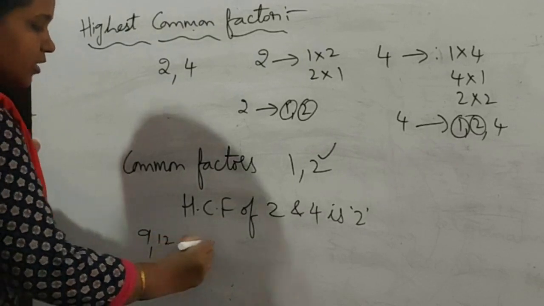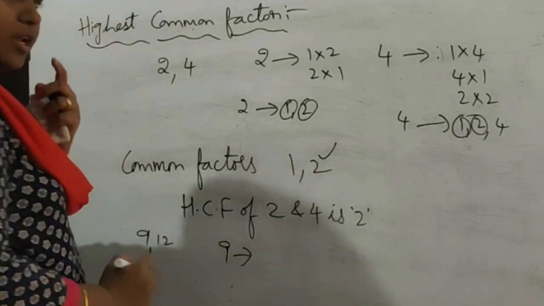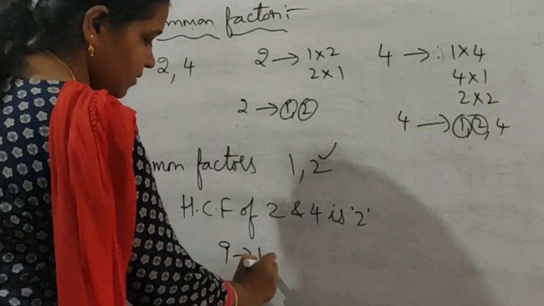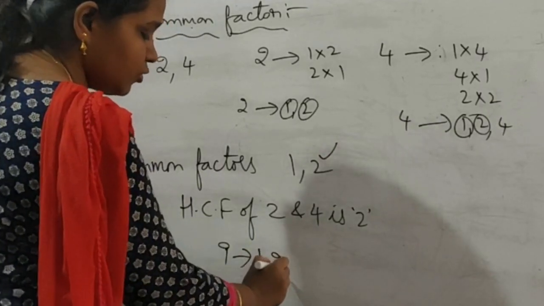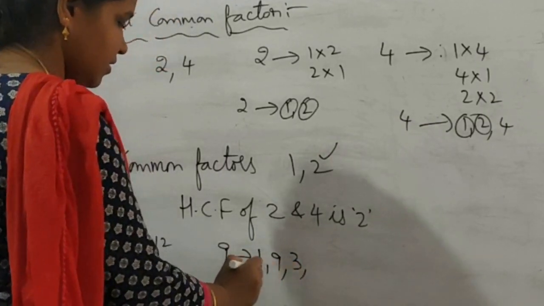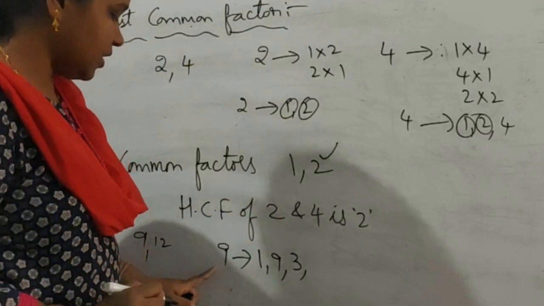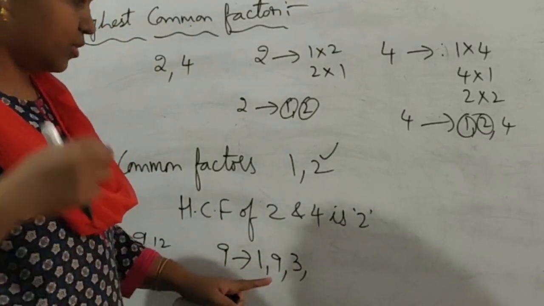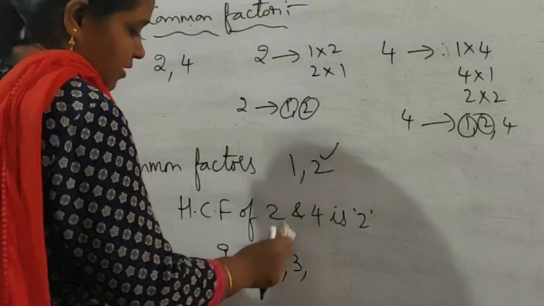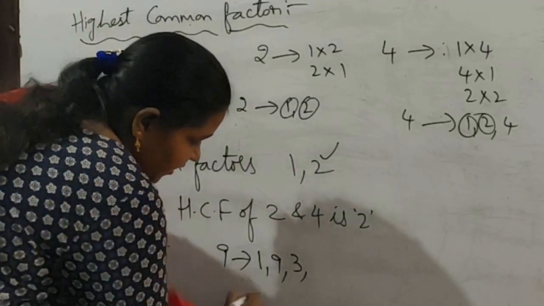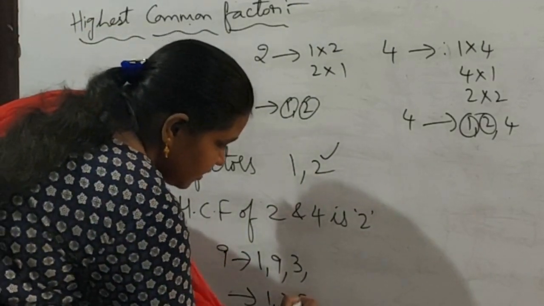9 and 12. What are the factors of 9? 1 into 9, so you can write 1, 9. 3 into 3 you can write. Then can you write 9 as a product of any other two numbers? No. So the factors are 1, 3 and 9. I'll write it in an order, that is the factors are 1, 3, 9.